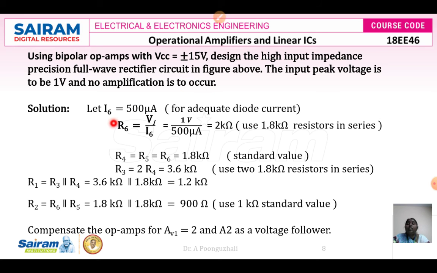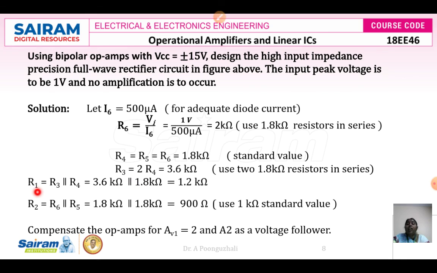So here we know that I6 is going to be 500 microamps for the adequate diode current, and R6 is equivalent to Vi by I6. That is 1 volt divided by 500 microamps, which is 2 kilo ohms there. So in that case the standard resistance value is going to be 1.8 kilo ohms. We know that once R6 is calculated, we can find out R4, R5 and R6. R4 is equivalent to R5 is equivalent to R6, that is 1.8 K. With R3 being 2 times your R4, that is 3.6 kilo ohms there.